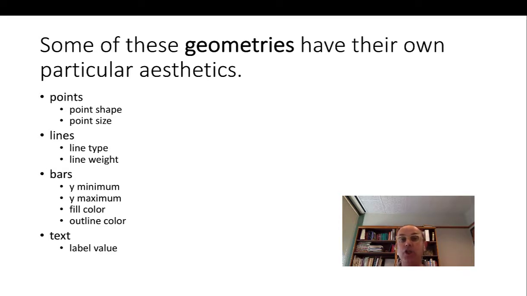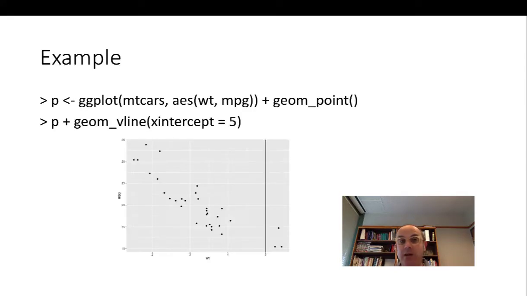Some of those geometrics have their own particular aesthetics. For example, you can determine the point shape and the point size. For the line, you can determine the line type and the line weight. For the bar, you can determine the Y maximum or the X maximum. You can determine the fill colors and you can outline the colors, and also the text label values.